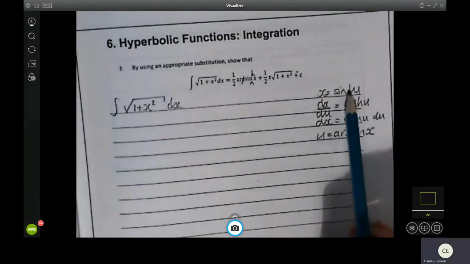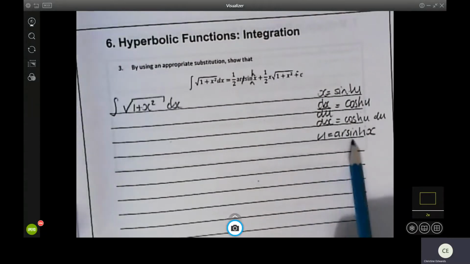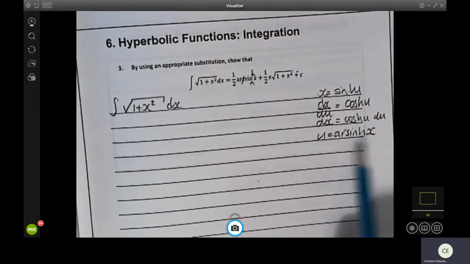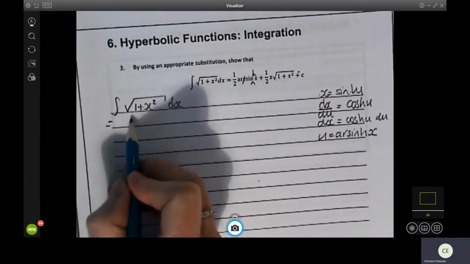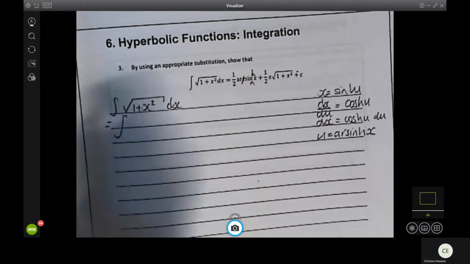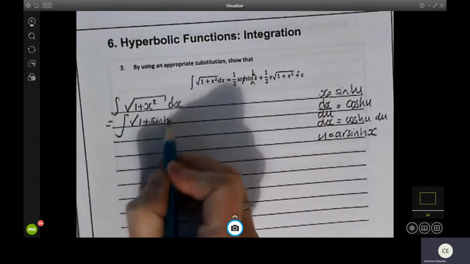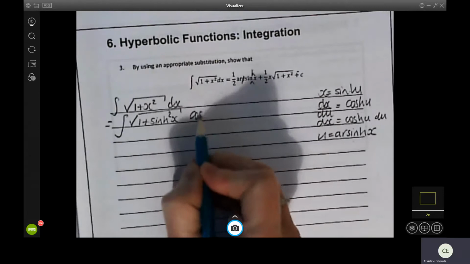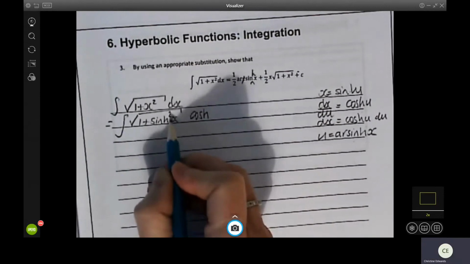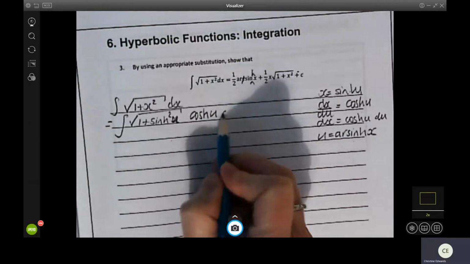So, having identified x, I can then differentiate, I rearrange, and I also rearrange to get u because I will need that at the end of the question. I'm now ready to do my substitution. So this becomes the square root of 1 plus hyperbolic sine squared of x, and the dx is replaced with cosh. Sorry, that's not an x, that's a u. The dx is replaced with cosh u du.